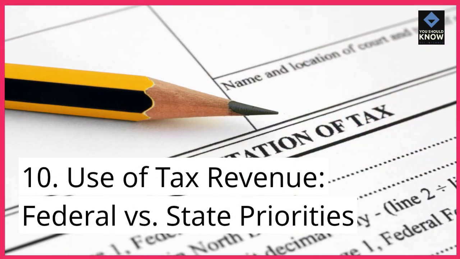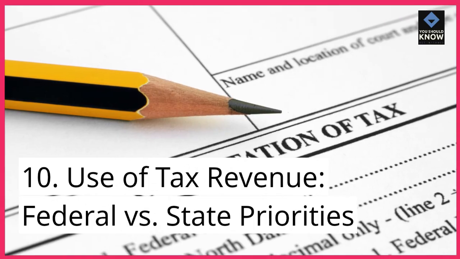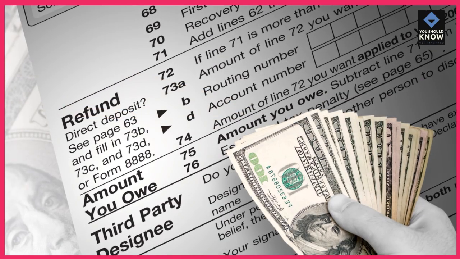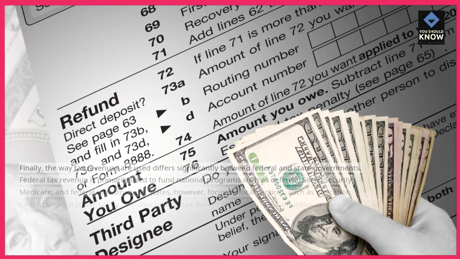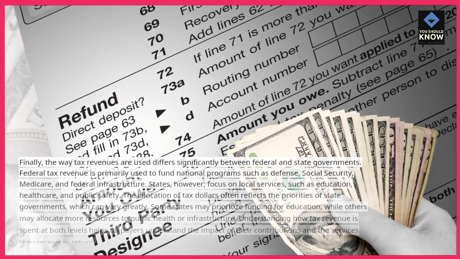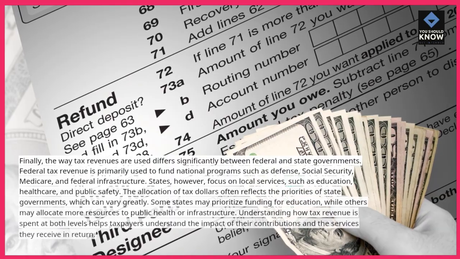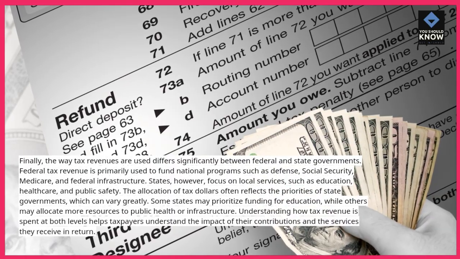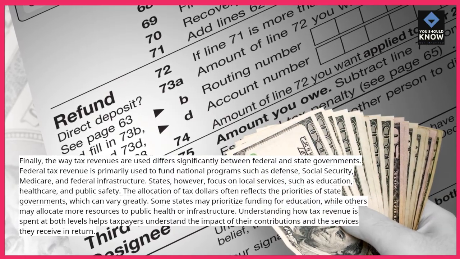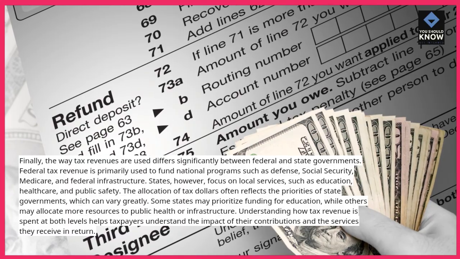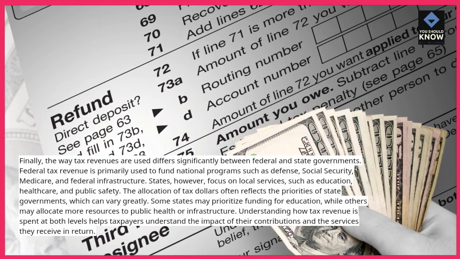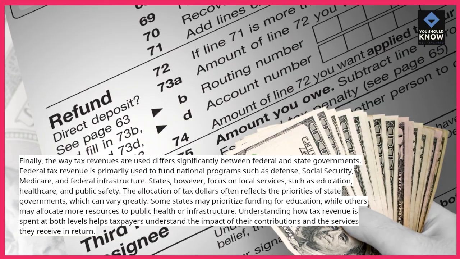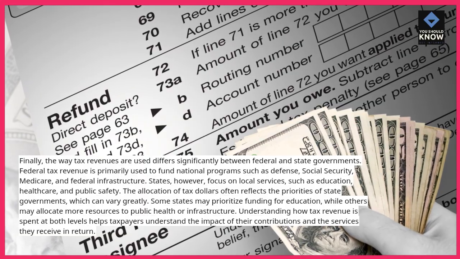10. Use of tax revenue, federal versus state priorities. Finally, the way tax revenues are used differs significantly between federal and state governments. Federal tax revenue is primarily used to fund national programs such as defense, Social Security, Medicare, and federal infrastructure. States, however, focus on local services, such as education, healthcare, and public safety.